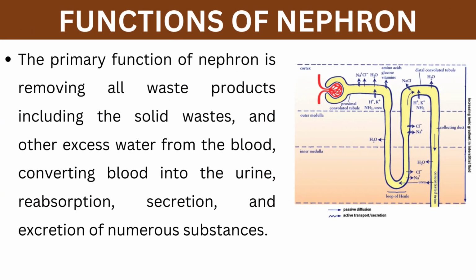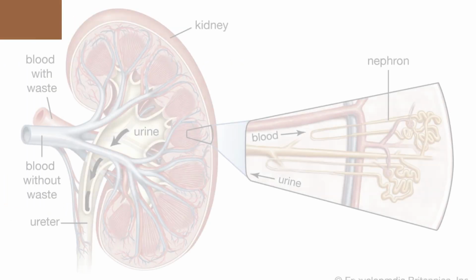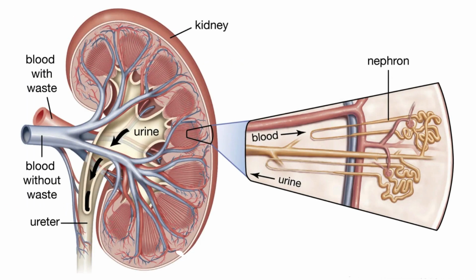The primary function of nephron is removing all waste products including the solid wastes and other excess water from the blood, converting blood into the urine, reabsorption, secretion, and excretion of numerous substances. This is all about the structure and function of the nephron.